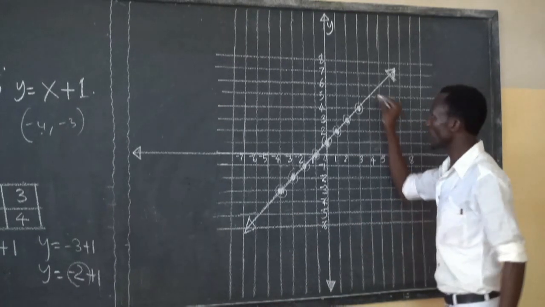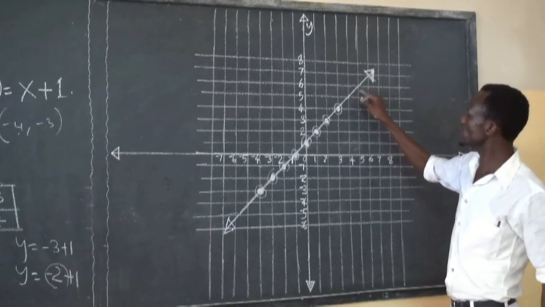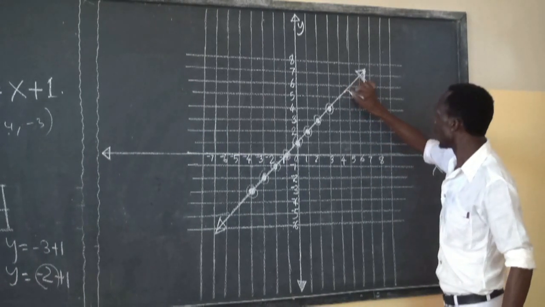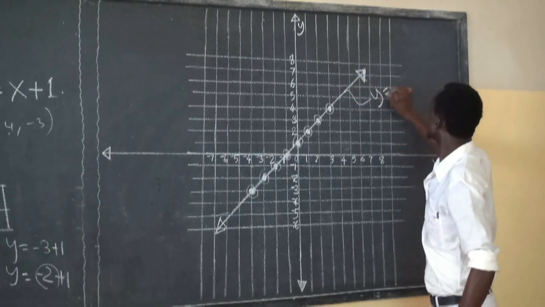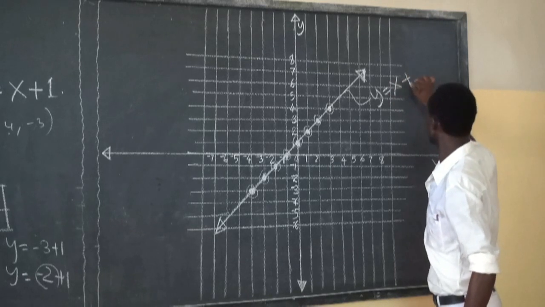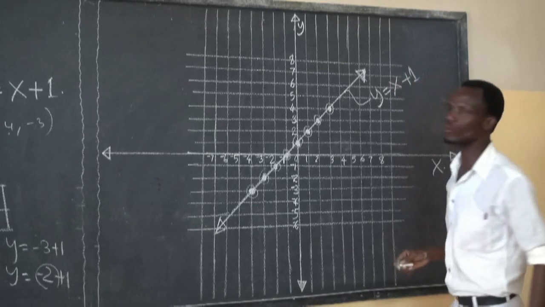And then you label this line. You label this line that this line was y is equal to x plus what? Plus 1. That is how we do it.